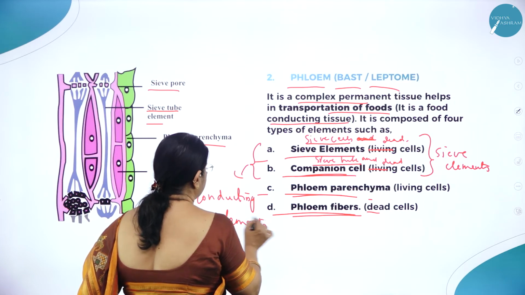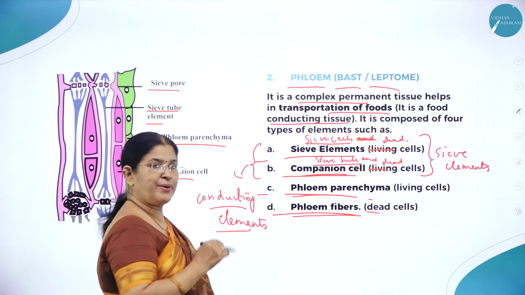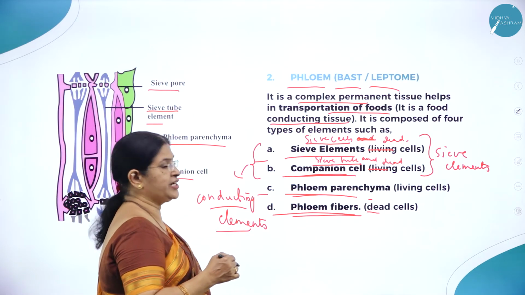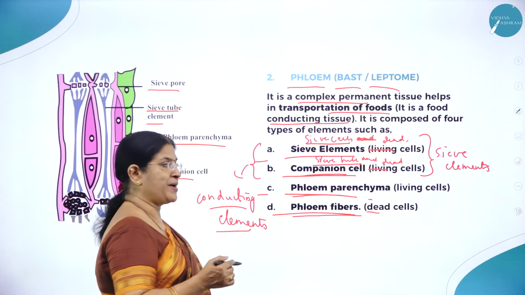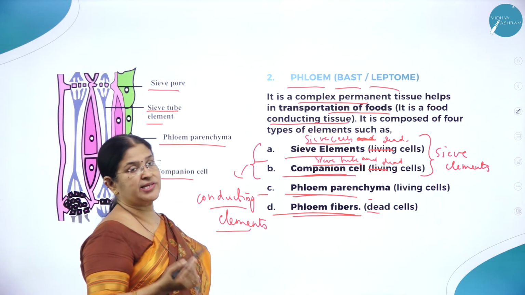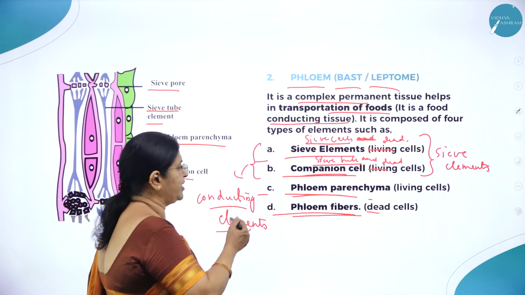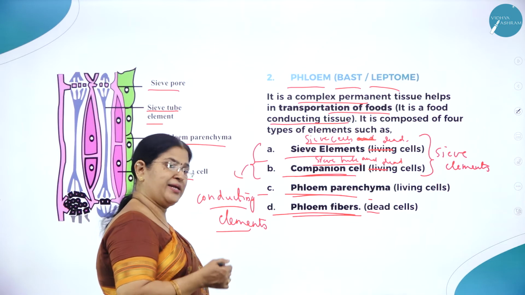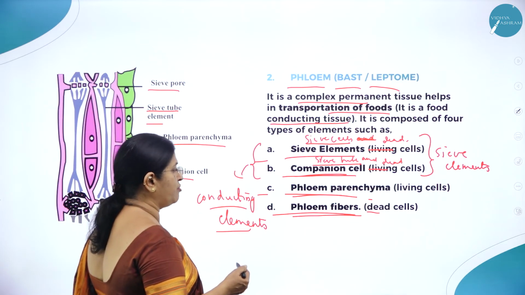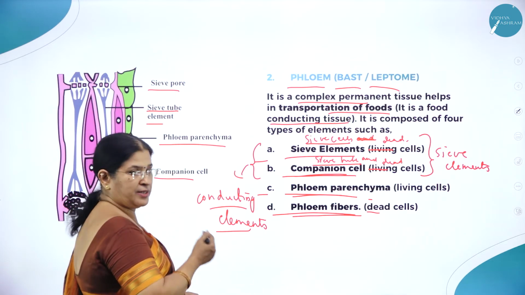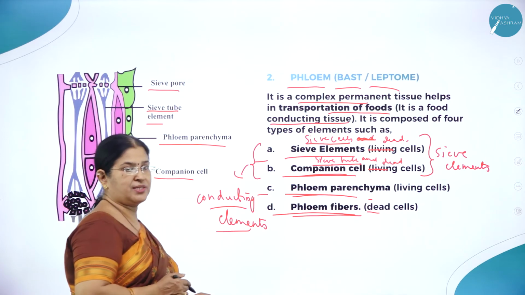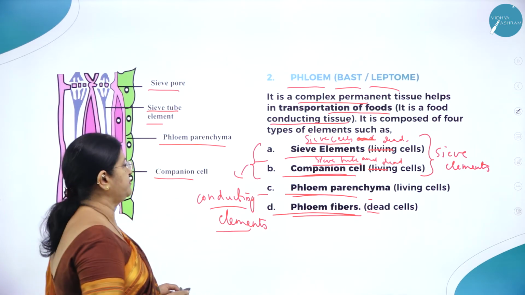These two are called the conducting elements. Among the two, if we ask who is more efficient in conduction, it is the sieve tube and the companion cell. For example, in xylem, it is the trachea. Trachea is more efficient in conducting water. In a similar way, here, the sieve tube and companion cell are more efficient in conducting food.